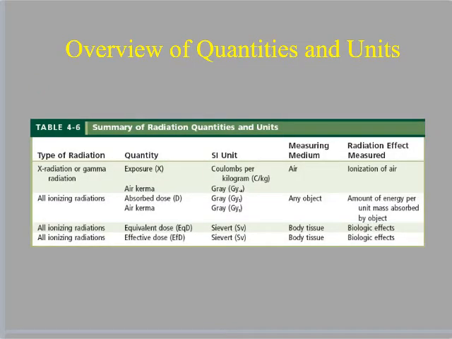Okay, so here's an overview of the quantities that are important. This is in our textbook, table 4-6. These are the ones that we need to know. We need to know them backwards and forwards and how they build off of each other. So we have a quantity of exposure. The SI unit is the coulombs per kilogram. It is measured in air, and it is a measure of ionization in air, right? And everything builds from that point towards that gold standard, the effective dose.